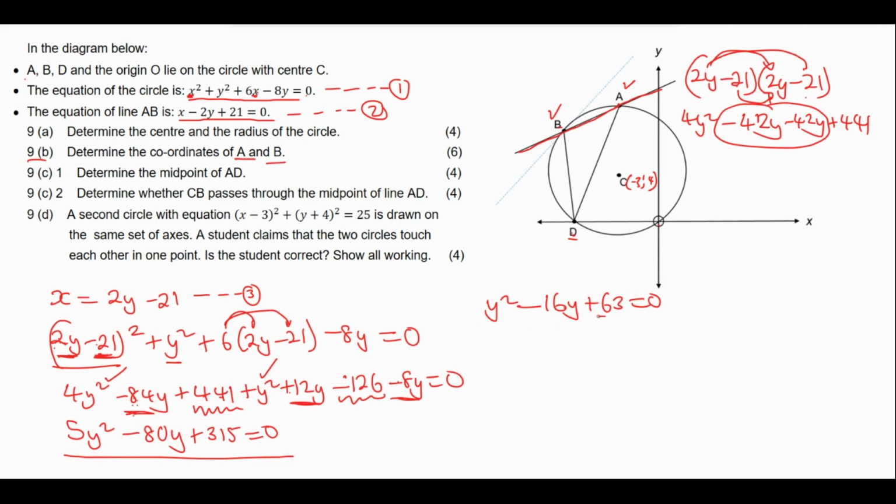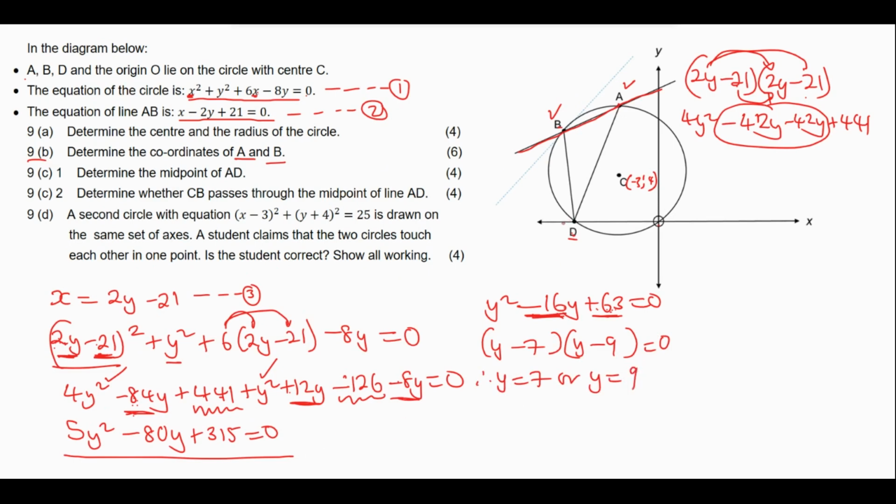But now we can get the factors of 63 that can give us negative 16. Positive 63 means that the two factors must have the same sign. And the negative 16 here means that the two factors are both negative. So if you have negative 7 and negative 9, these two can give us positive 63 if we multiply them, and negative 16 if we add them. So we have our two brackets, and then we have (y minus 7)(y minus 9) is equal to 0. Therefore, y is equal to 7 or y is equal to 9.